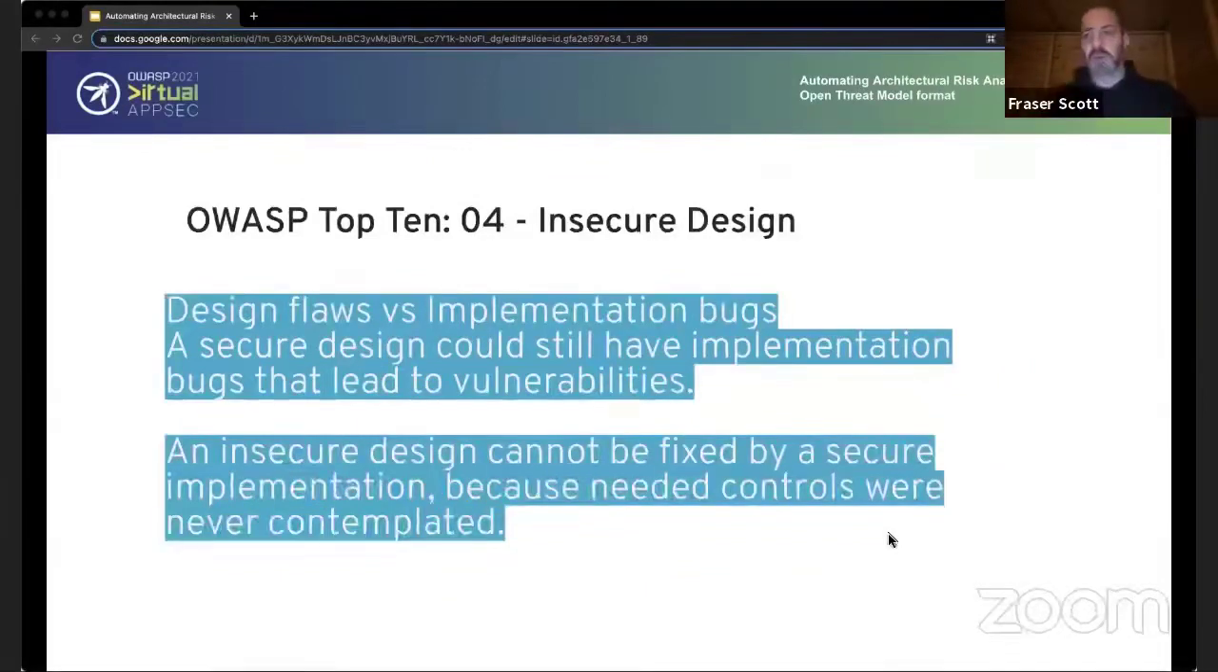I'm sure everyone on this call is probably aware that insecure design has now been included in the OWASP top 10, which is absolutely amazing. It's important because we differentiate between design flaws and implementation defects. And we do that for a reason, because they have different root causes and different remediations. So a secure design can still have implementation defects that lead to vulnerabilities that can be exploited, which is fair enough. So you still need your SAST and your DAST and all that kind of stuff. But an insecure design cannot be fixed by a perfect implementation, because the controls and things like that you need aren't even considered at that point. So it's a bit of an asymmetrical problem in that way.